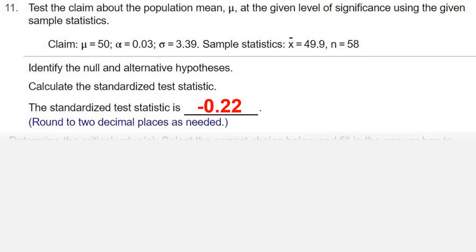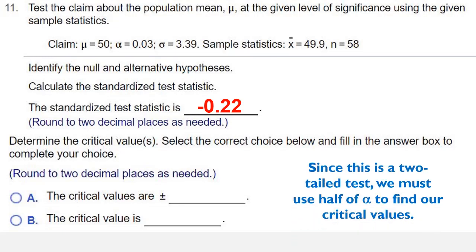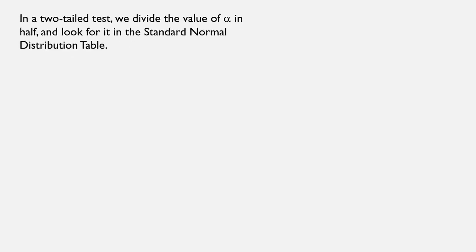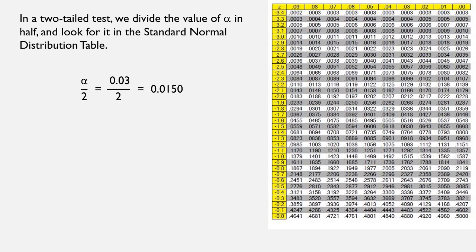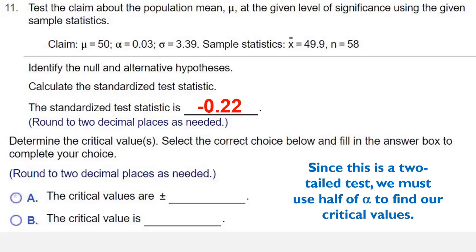So next, we want to determine the critical value. So because this is a two-tailed test, you have to use half of alpha to find your critical values. So the alpha value is 0.03. 0.03 divided by 2 is 0.0150. We look in the standard normal table for this value, and we actually find it. The associated z-score would be negative 2.17. But whenever we're dealing with a two-tailed test, remember we always get symmetric z-scores. So the critical values here are going to be plus or minus 2.17.